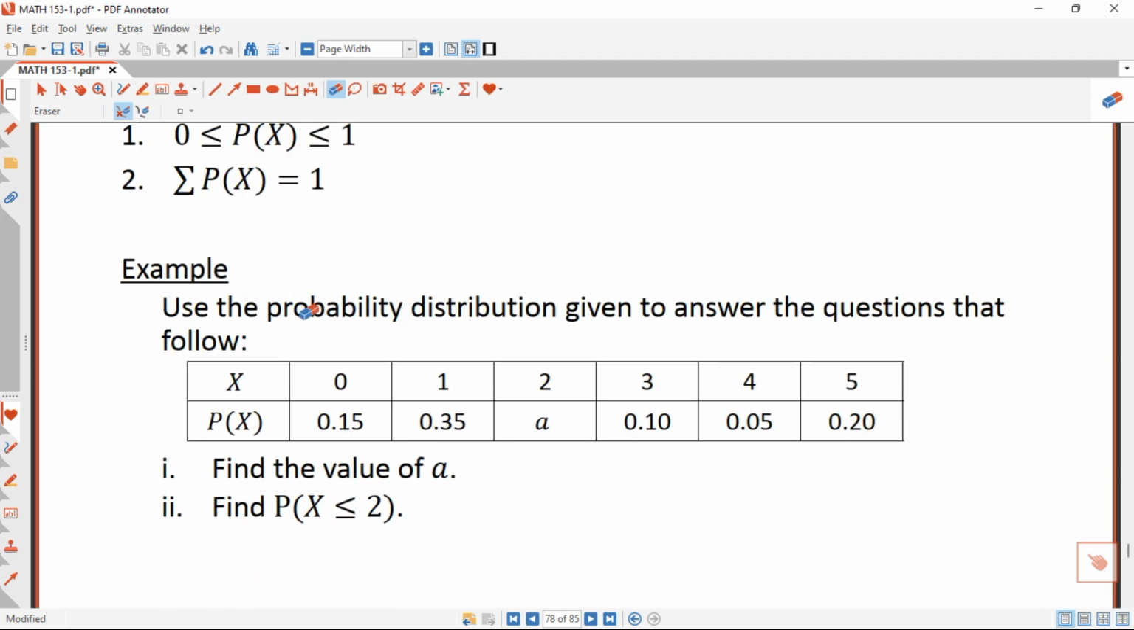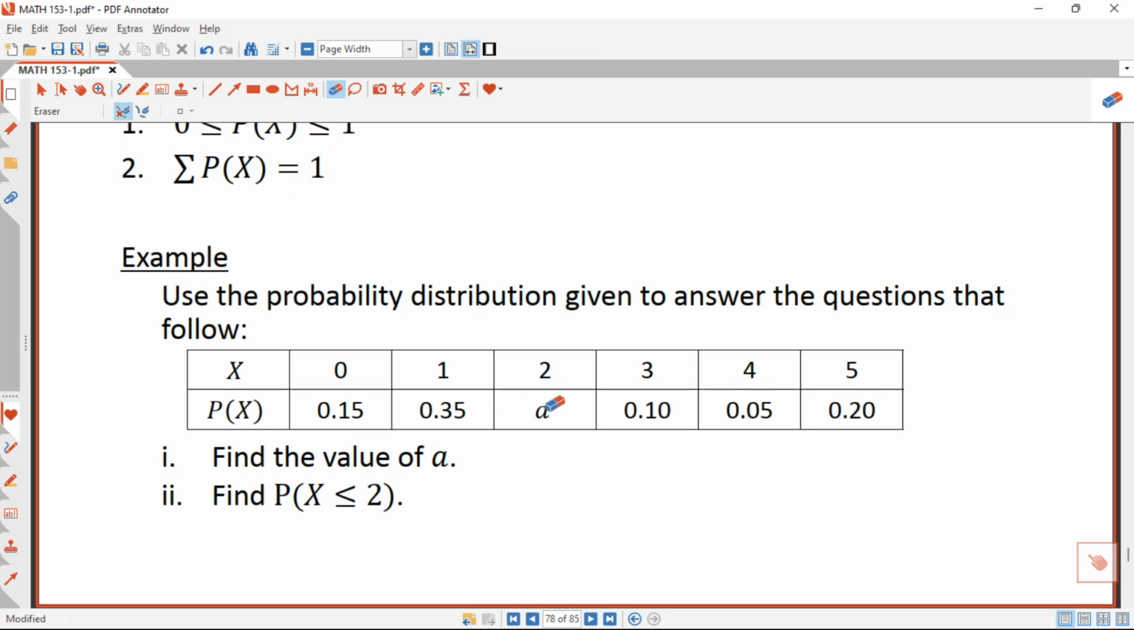So let's solve an example here. It says, using the probability distribution given, answer the questions that follow. So this is the probability distribution given here. It says we should find A. And just now we learned that when we sum everything here, it's supposed to be equal to 1. So if there is a letter A here, which is a probability that we don't know, we add everything here, equate it to 1, and group like terms, and we are going to get our A. So let's go to the solution.